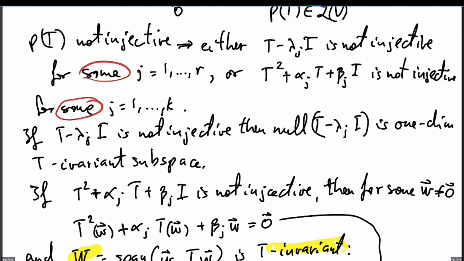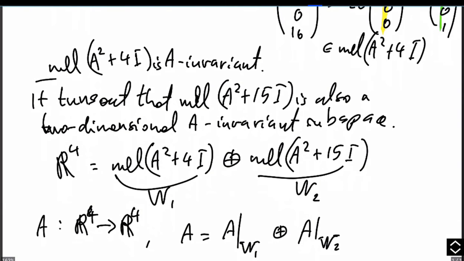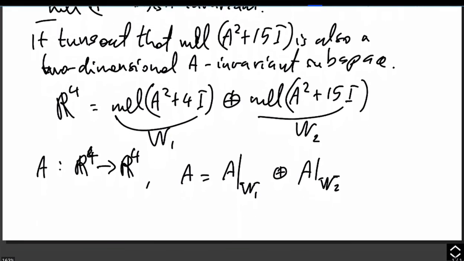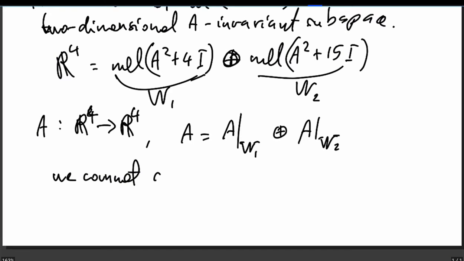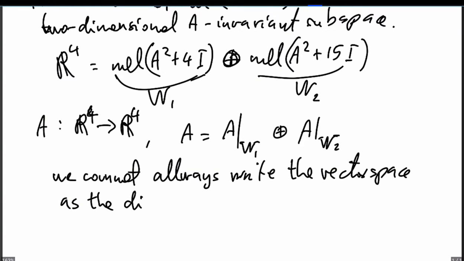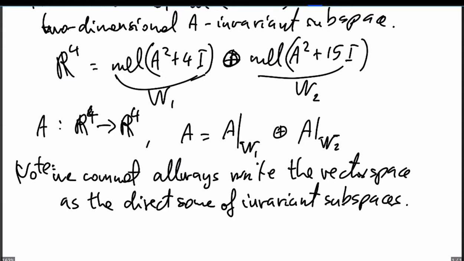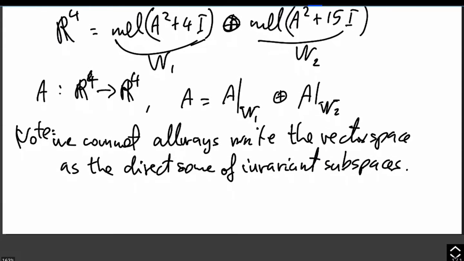It doesn't say that all of them have to be not injective. In this example, both quadratic factors are not injective, but it doesn't happen all the time. So we cannot always write the whole vector space as a direct sum of null spaces. So we cannot always write the vector space as the direct sum of invariant subspaces. This happens if we have n different roots, then we have linear factors.